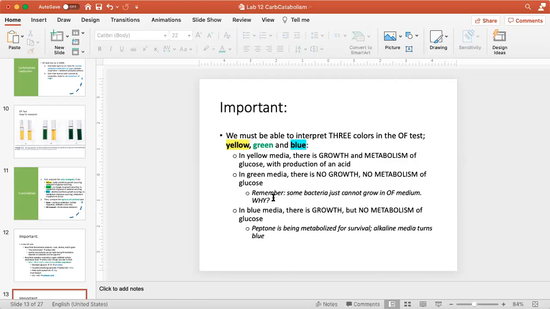So how come there's a difference here? How come there are some organisms that can grow, but they can't break the glucose down? Some organisms that'll use the peptone and some that won't. What's the difference there? Well, it's a basal media. Some bacteria cannot grow in OF because it's a basal media. It just doesn't have the nutrients they need. Some organisms can grow in it, and they can break down that peptone just to keep them alive, essentially, because they can't manage to break down the glucose.